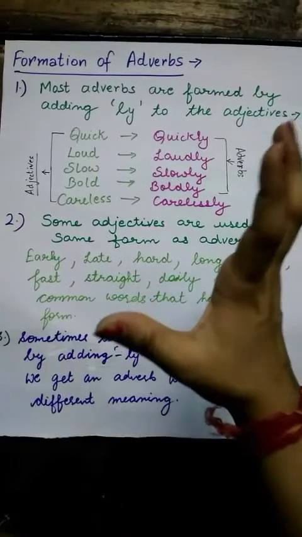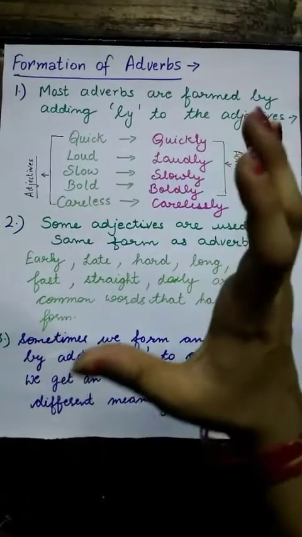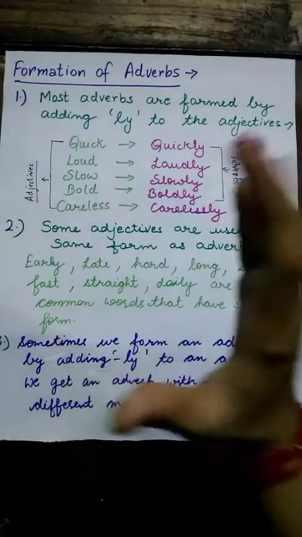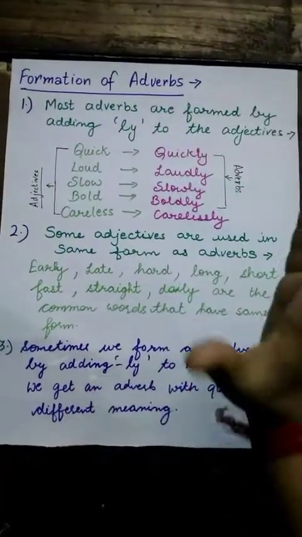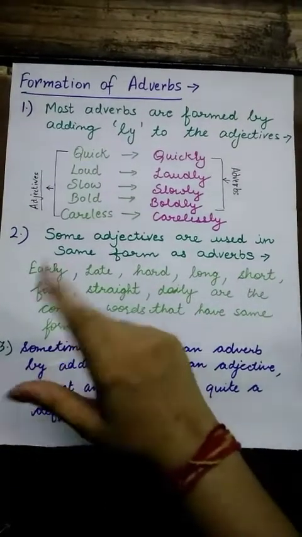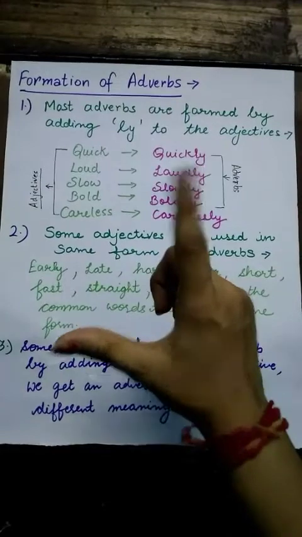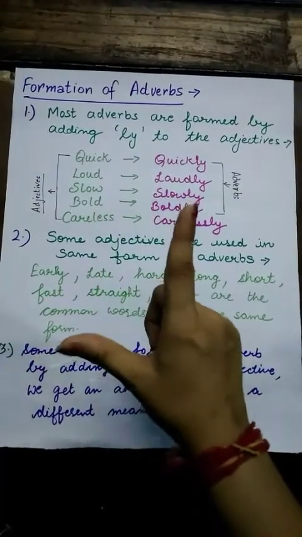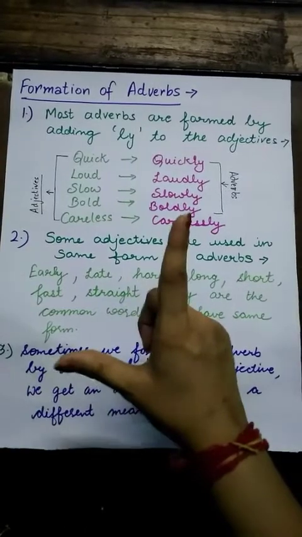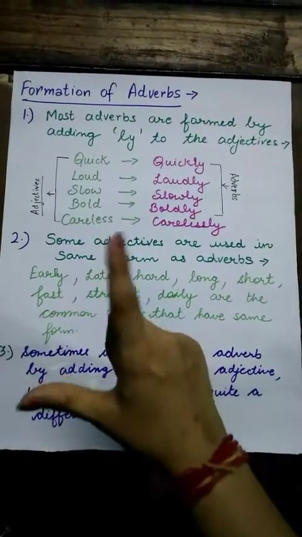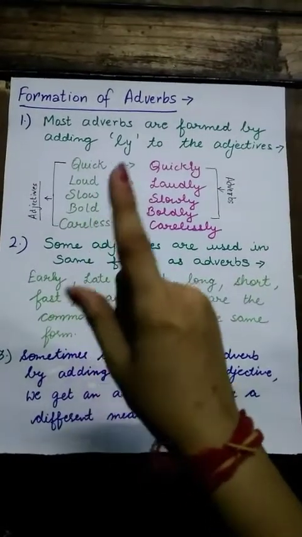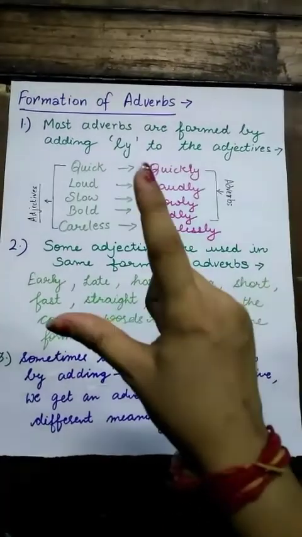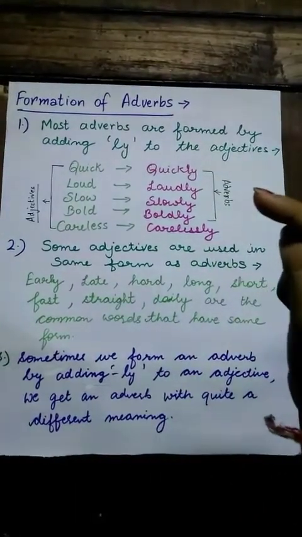Now let's read about the formation of adverbs. Most adverbs are formed by adding ly to the adjectives. Now read out the following examples to make things even clearer. Quick becomes quickly. Loud becomes loudly. Slow becomes slowly. Bold becomes boldly. Careless becomes carelessly. Now these words are all adjectives, and when we add ly to them, they become adverbs.